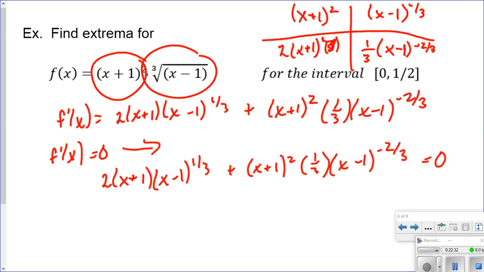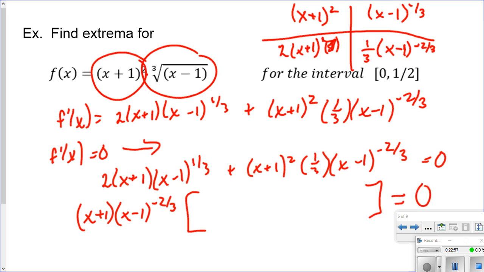All right, I think we can do it. What do you see for a greatest common factor here? Well, I see a couple of things. Let's take out an x plus 1. Let's try this. Let's take out an x minus 1 to the negative 2/3. Okay? So I see something common, x plus 1, and I see an x minus 1 to the negative 2/3. So that effectively is going to get rid of this little piece at the end here.